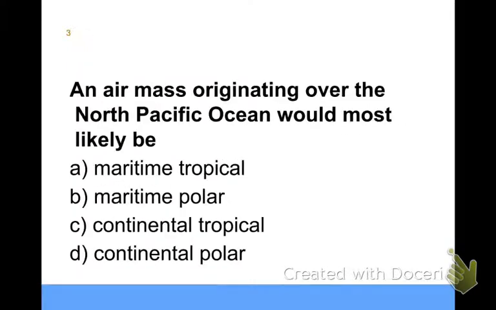Next. Number 3. An air mass originating over the North Pacific Ocean would most likely be A, maritime tropical, B, maritime polar, C, continental tropical, or D, continental polar.